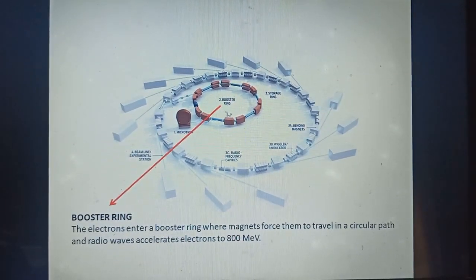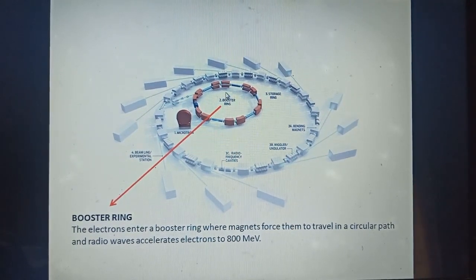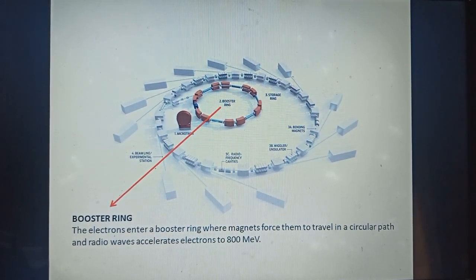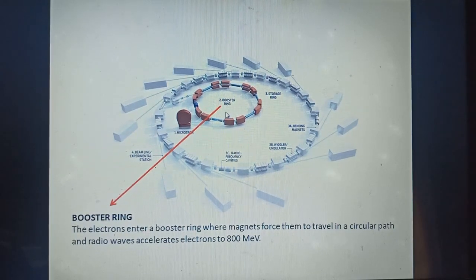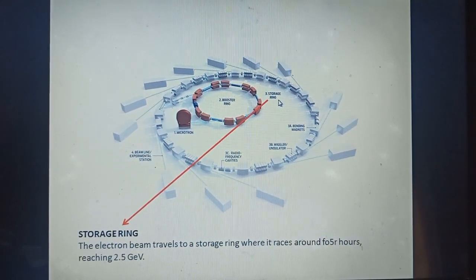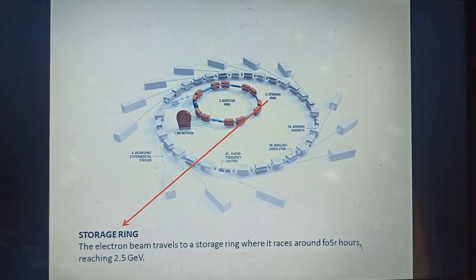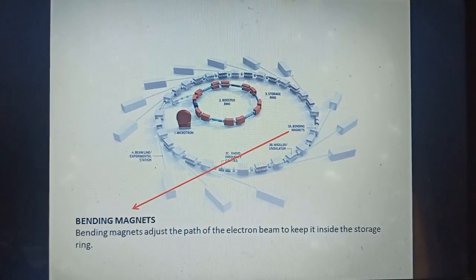Number 2 is the booster ring. The electrons enter a booster ring where magnets force them to travel in a circular path, and radio waves accelerate the electrons to 800 MeV. And this is the storage ring. The electron beam travels to a storage ring where it races around for 5 hours, reaching 2.5 GeV.